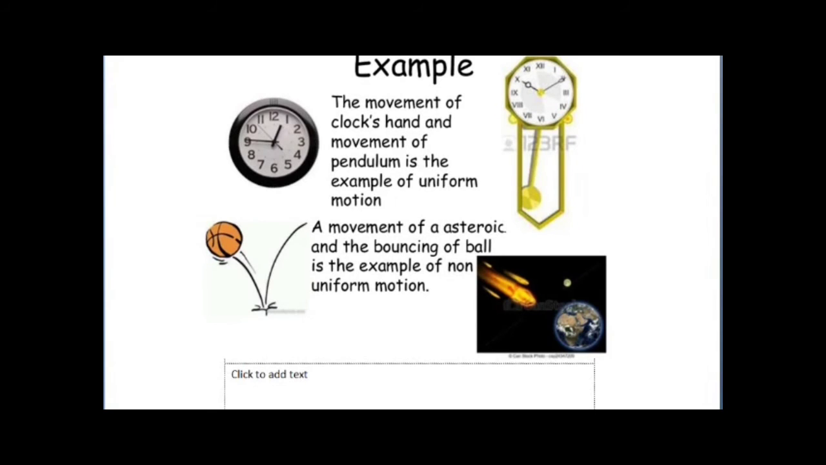Let us take an example of these two motions. The movement of a clock's hand and the movement of a pendulum are examples of uniform motion. As you can see, the clock's hand moves in uniform motion round the clock, as well as the pendulum bob. Whereas when you see the basketball and the asteroid, they are totally different and opposite to uniform motion, so they are non-uniform motion.